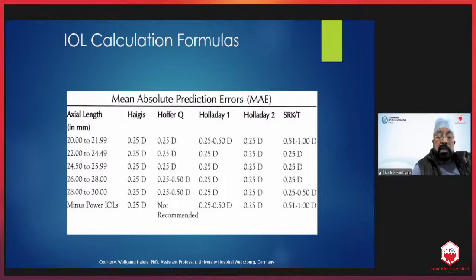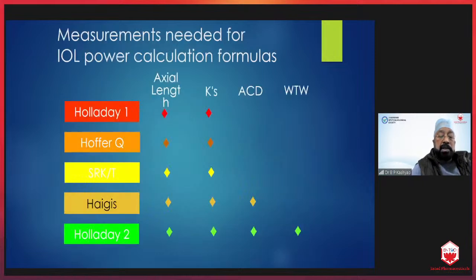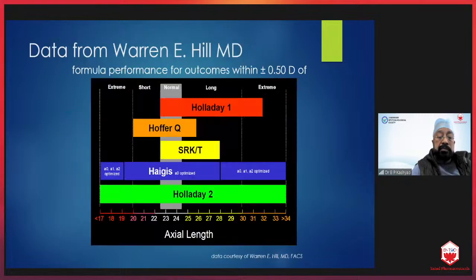If you use those formulas, they matter only if the axial length is different, mind you. If you are using a Holladay formula, you need axial length and K reading. If you're using Hoffer Q, you need axial length and K reading. If you're using SRK/T, same thing. If you're using Haigis, you have to have the ACD as well. If you're using Holladay 2, then you have to have the white-to-white measurement. So this is a diagrammatic representation. Imagine if the axial length is almost normal, almost all the formulas will do well. But if it's a very long eye or very short eye, it can matter.